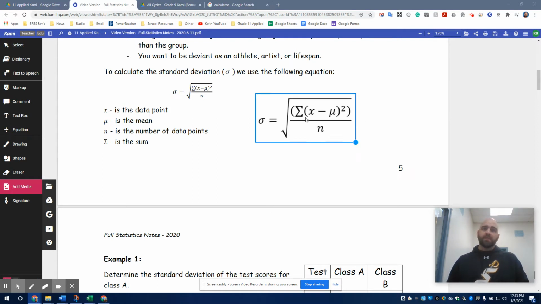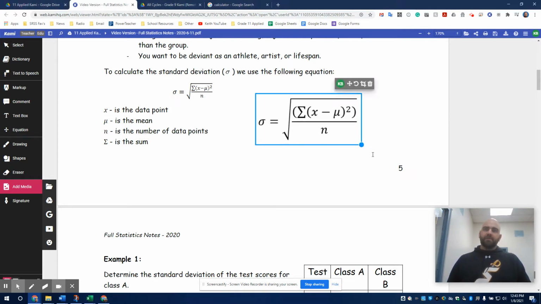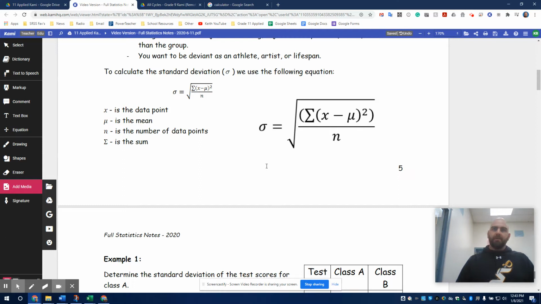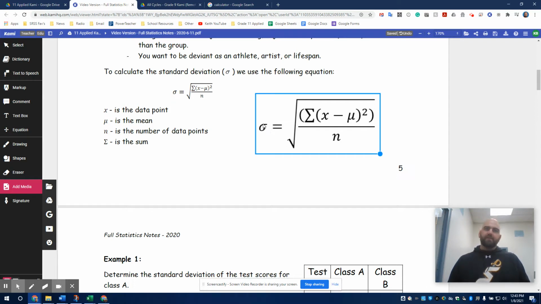So here's our equation for standard deviation. I've tried to make it a little bit bigger here so we can get a better idea as to what it looks like. Standard deviation is going to have this little symbol here. This is a symbol called sigma. It looks kind of like a 6 or a 9, but tilted on its side. It's a Greek letter.